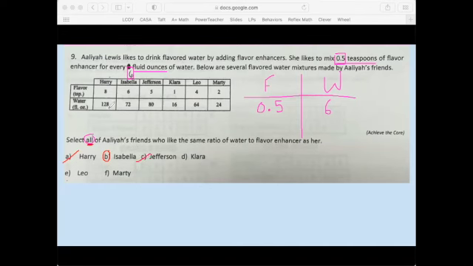So we're going to keep doing this, okay? So the ratio of flavor to water that Kiara has is 1/16. Let me change the color again. I'm going to ask myself, half times what gets me 1? What number can I slash in half that will get me 1? And the answer is 2. 2 times 1/2 gets me 1. And I have to do that to the other quantity, the other side, which is the water. 6 times 2, is that 16? It is not. So that means Kiara does not have a ratio that is equivalent to Aaliyah.